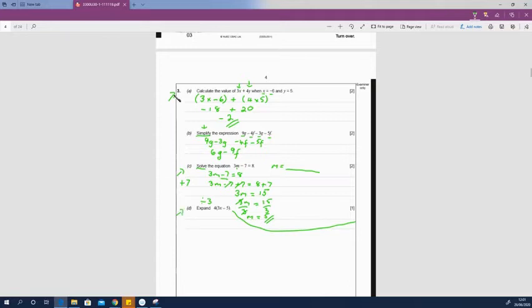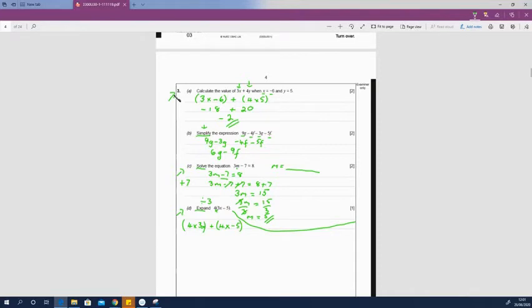Part D, expand the brackets for 4 times 3x minus 5. The word expand means to get rid of the brackets, so there's an invisible multiply between the 4 and the brackets. So you have to take each term in the brackets and multiply by what's outside. So the first part of the calculation is 4 times 3x, and then plus, and I'll put some brackets around that just to help me, 4 times minus 5.